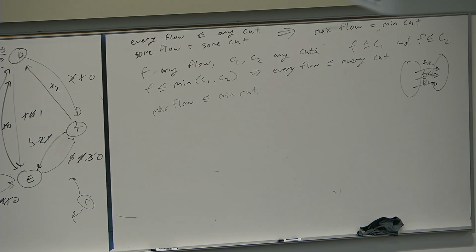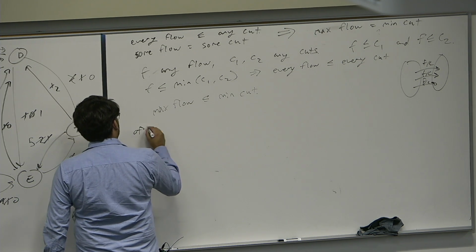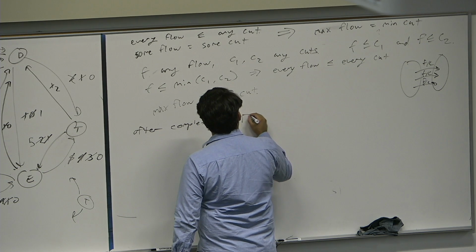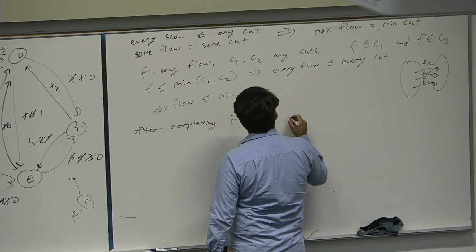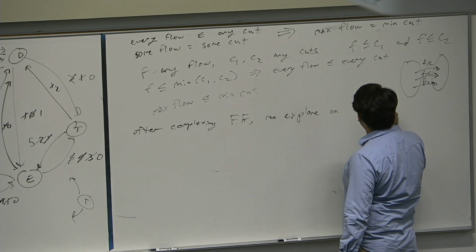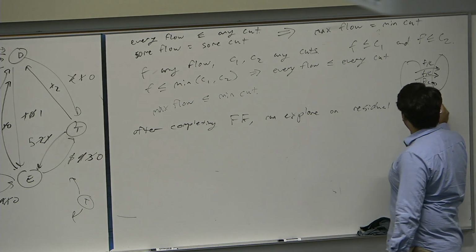It turns out Ford-Fulkerson solves two problems at the same time. That's kind of one of its elegance points. It doesn't just find the max flow. It simultaneously finds the minimum cut. And because it finds a minimum cut that's equal to the max flow, those two numbers are identical. After completing Ford-Fulkerson, run explore on the residual graph from S.